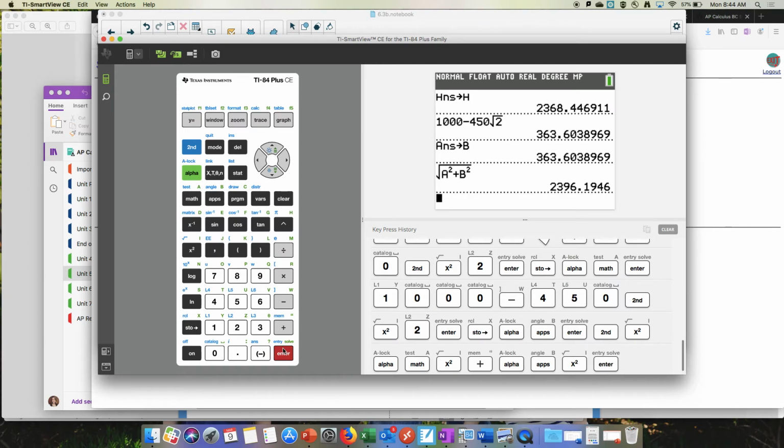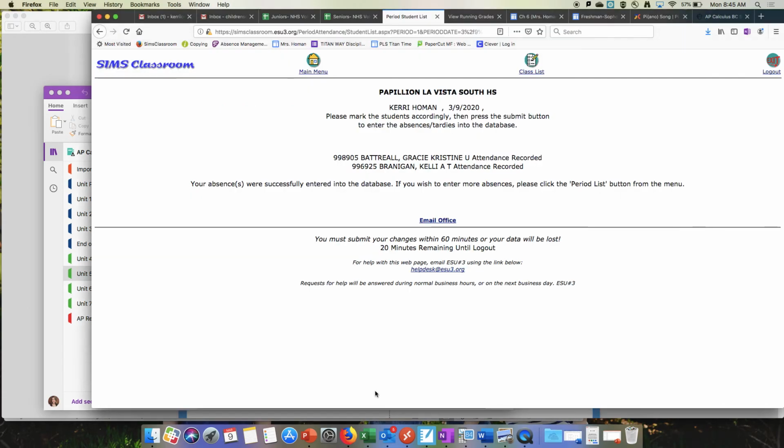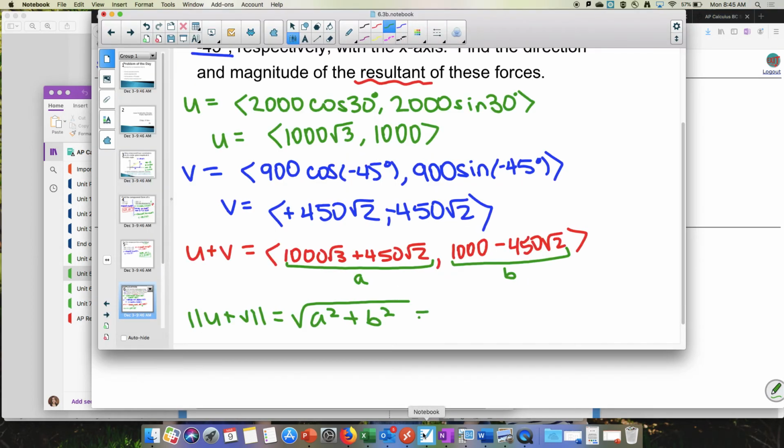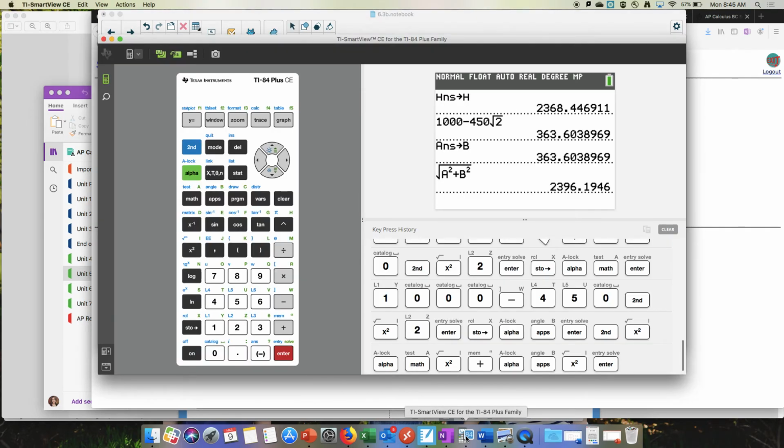Okay, so our magnitude is 2,396.19. Oh, that's not. How did you store the values? So once I got the answer, I hit this button right here, store, and then alpha A or alpha B.